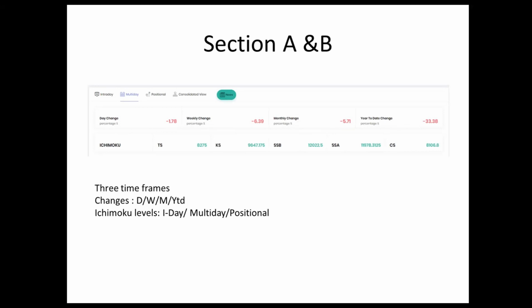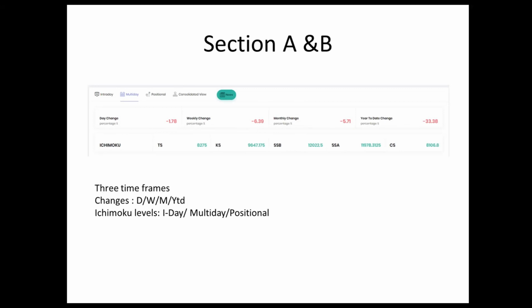So 5.7 and 6.3%, that's a pretty large amount of fall for a week. Even Friday's change was at minus 1.78. So it's very, very clear that the Nifty has been under considerable pressure. Now how considerable is this pressure? That we can note from the second line, which is the Ichimoku readings which have been put here.